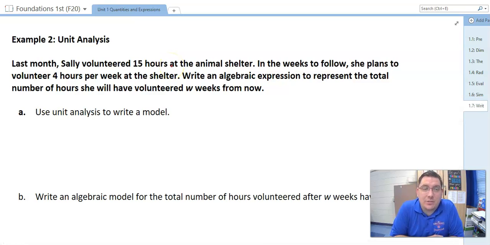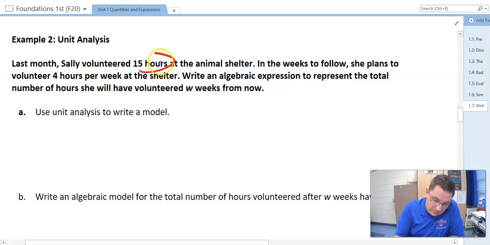So last month, Sally volunteered 15 hours at an animal shelter. In the weeks to follow, she plans to volunteer 4 hours per week at the shelter. Write an algebraic expression to represent the total number of hours she will have volunteered W weeks from now. And so in part A, we're going to use unit analysis to write the model.